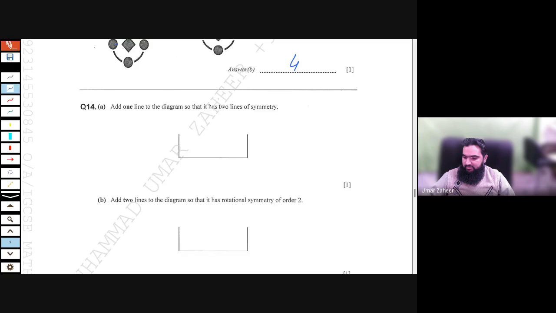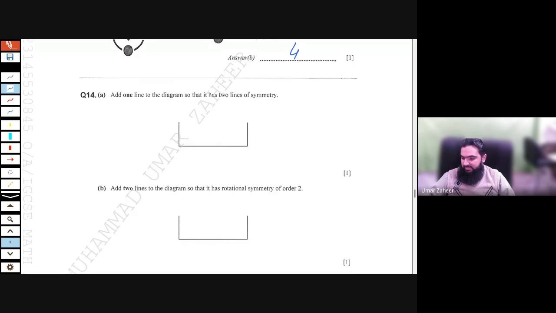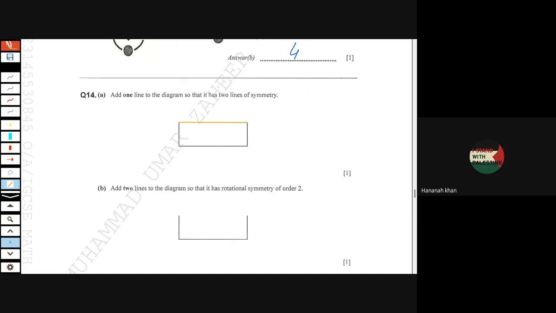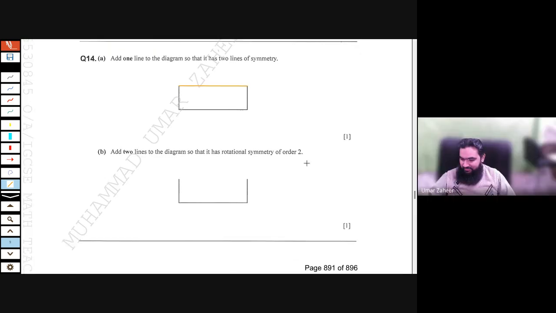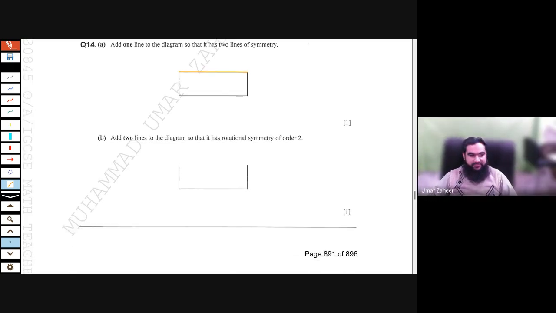Add one line to the diagram so that it has two lines of symmetry. Here I have to draw a line. Obviously, this one. Yes. And add two lines. Now this is an interesting one. We have to add two lines.